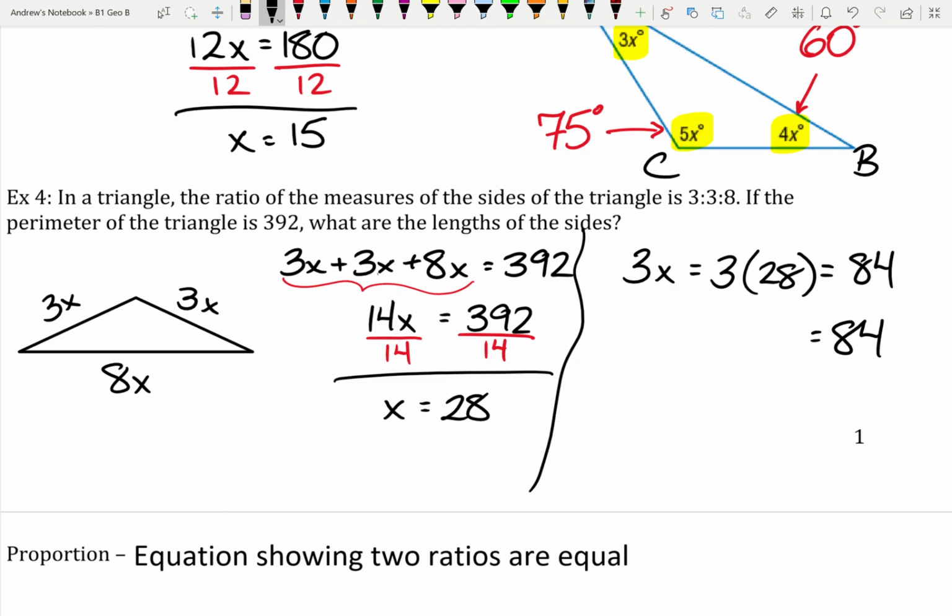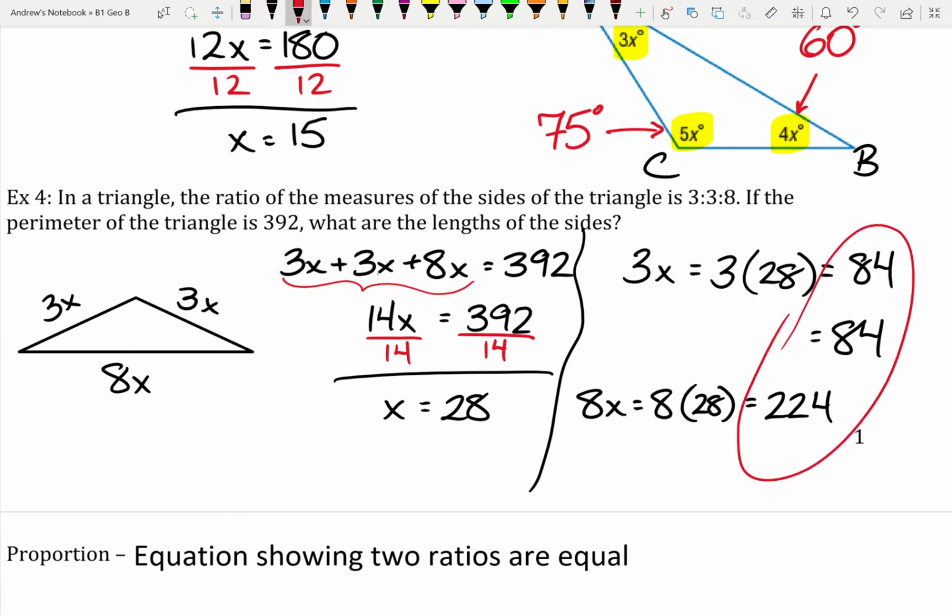And then the last one was 8x. So it's going to be 8 times 28 when we plug that in, which comes out to be 224. So a way that you could always go back and check your work is, we just figured out what we think the side lengths are: 84, 84, and 224.